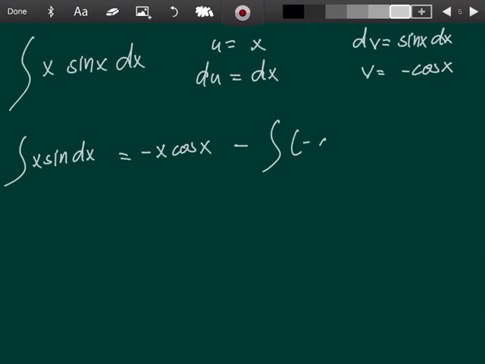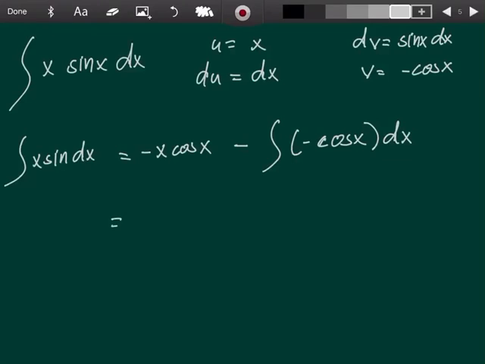Negative cosine x. Ano yung du natin? dx. So, first rule, dv must be integrable. Okay, good. And second rule, v du must not be more complex than u dv. So, is the integral of cosine x more complex than x sine x? No, it is more simple.